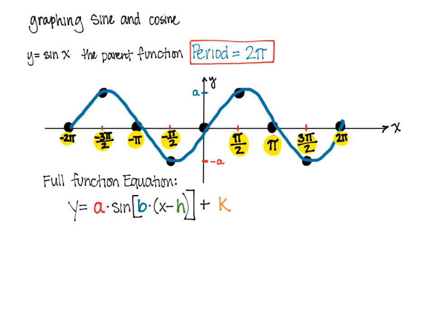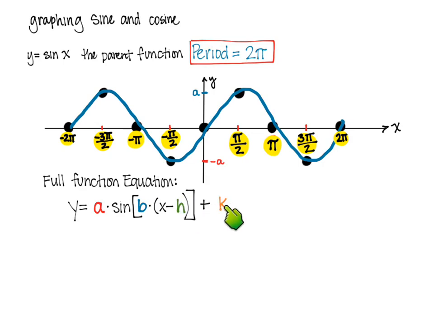Now, let's look at the full equation, the equation that shows all the transformations. We've seen this before, x minus h and plus k. The h implies a horizontal shift, a shift that would move this graph to the left or the right, meaning all of these black dots that we did in the beginning, we would shift them to the left or to the right, depending on what that number is.